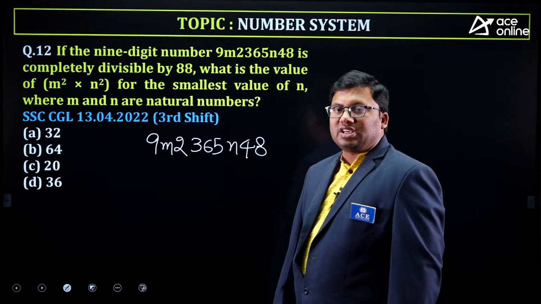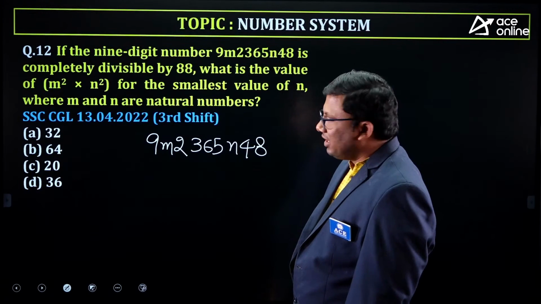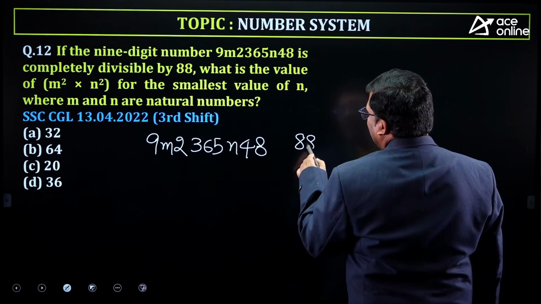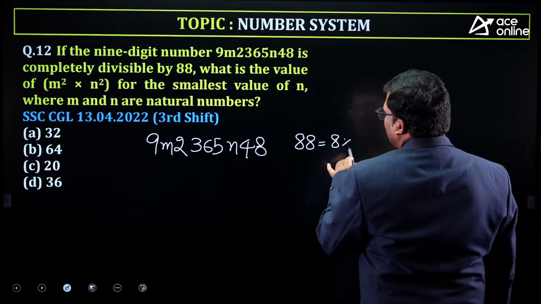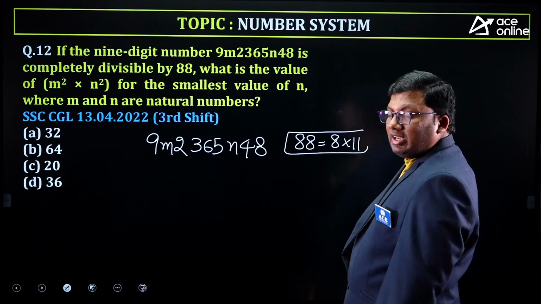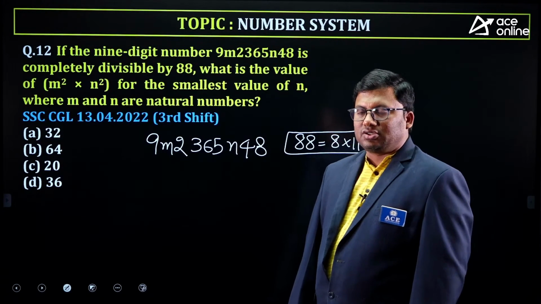9m2 365 n48. It is completely divisible by 88. 88 is a composite number. Write it down as a product of coprimes. So it is 8 into 11.